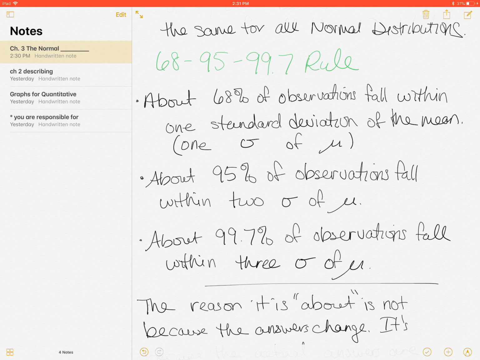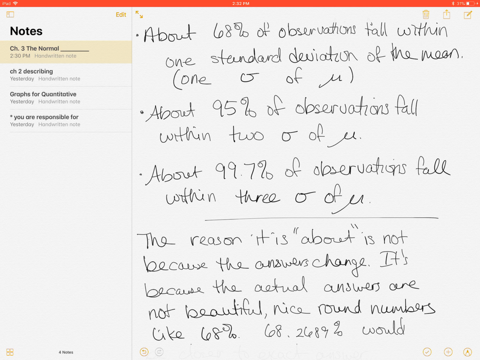Now, about 95% of our observations fall within 2 standard deviations of the mean. So if we start at the mean and add 2 standard deviations or subtract 2 standard deviations, in that group is 95% of our observations. And if we go out 3 standard deviations from the mean, we're going to collect about 99.7% of our observations.